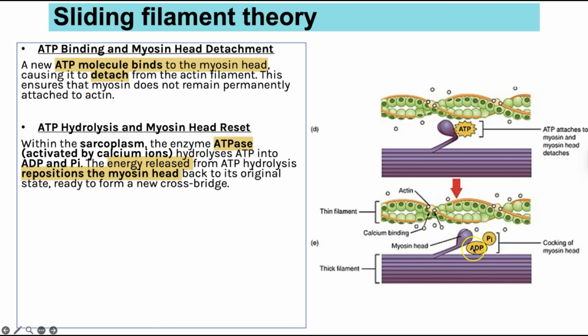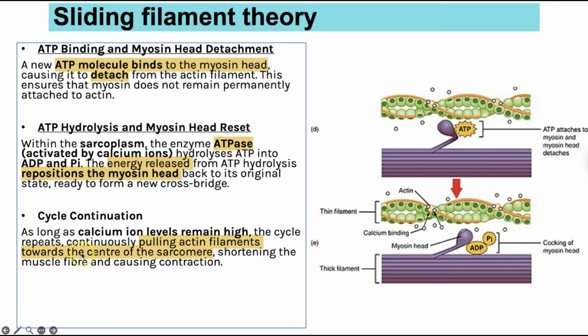So within the sarcoplasm, there is the enzyme ATPase, and that is activated by calcium ions. That will hydrolyze the ATP back into ADP and Pi, and the energy released from that ATP hydrolysis repositions the myosin head back to its original state, ready to form a new cross bridge, and therefore go through that process again to bring the actin even closer for a full muscle contraction.